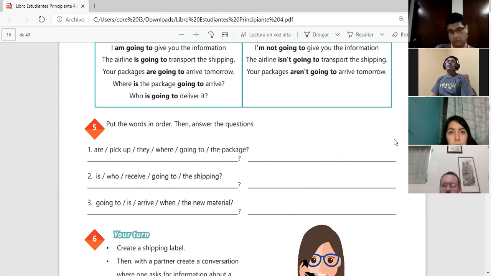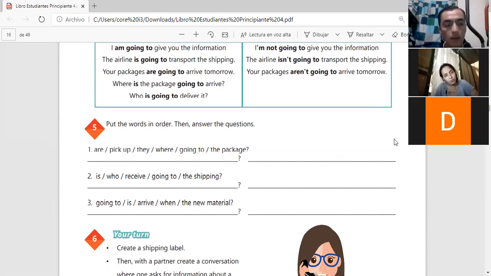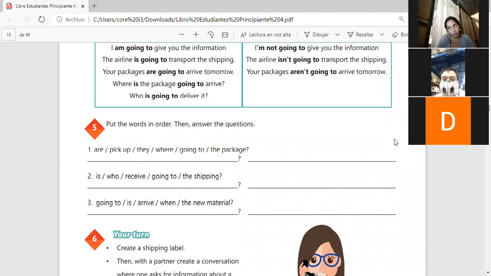I guess Javier is over here. Javier? Yes. Javier, number 3. Yeah, teacher. It says going to, is, arrive, when, the new, material. When is going to arrive the new material? When? ¿El sujeto? Porque acuérdese que el sujeto va antes de que usted diga going to, el sujeto tiene que estar allí. Si es una pregunta.